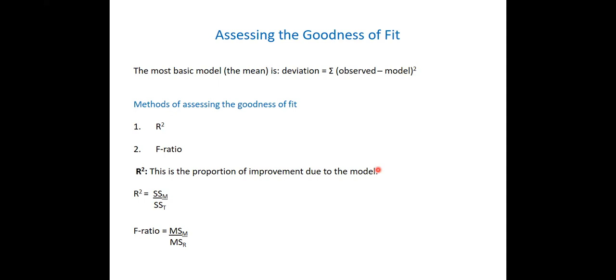That's just it. Now, let's look at how we assess the goodness of fit of the model. How do we know if the model is very good? There are two methods: what we call R square and what we call the F ratio. You remember when we were discussing ANOVA, we talked about the F ratio. The F ratio is the statistic of ANOVA. And you remember I said that ANOVA and regression are the same thing, two faces of the same coin.